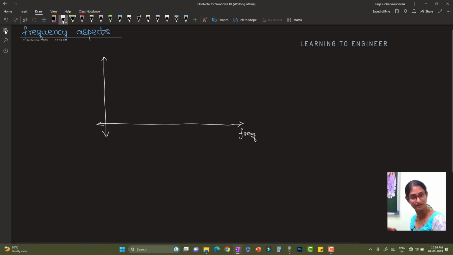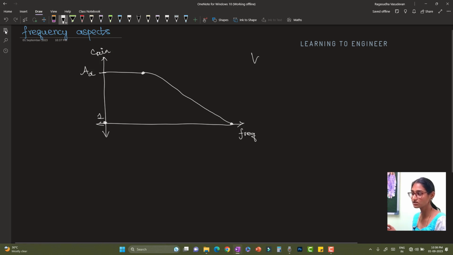We'll draw the frequency on the x-axis and the gain on the y-axis. The gain, let us call it AOL, is going to be constant only up to a certain frequency, beyond which it will reduce to unity. The gain of an operational amplifier can never become 0 because it means that the output is going to be 0, right?